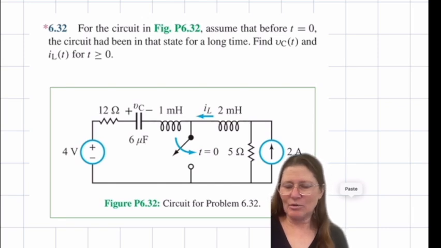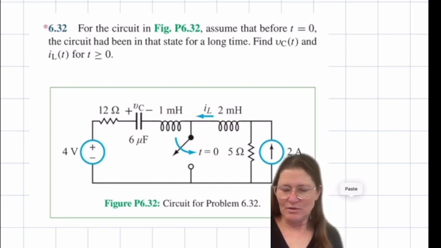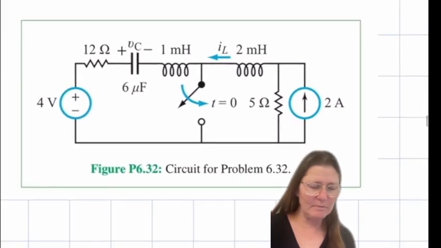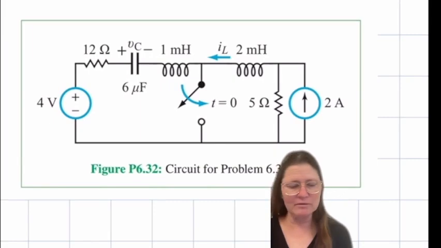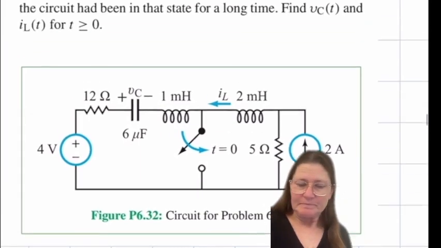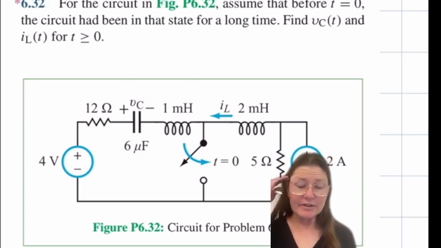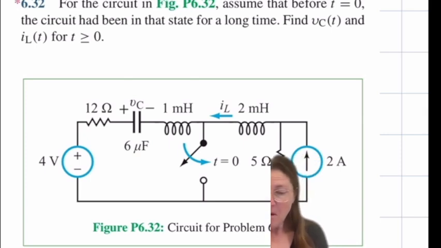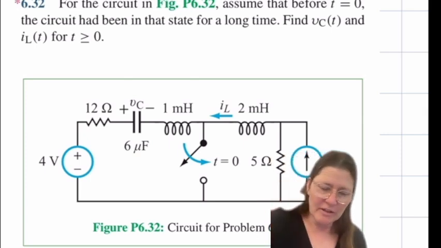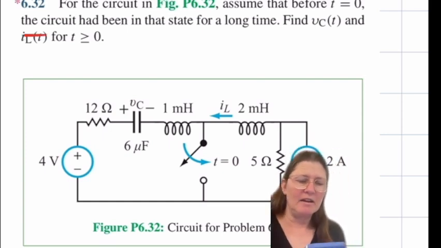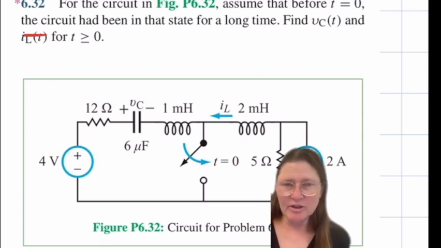Okay, so we already looked at this. This is two circuits once it's closed. On the left, it's going to be series, and on the right, it will be an RL. So for this, you're just looking to describe the VC of t. We'll just find VC of t. So don't worry about IL of t, for when t is greater than or equal to 0.